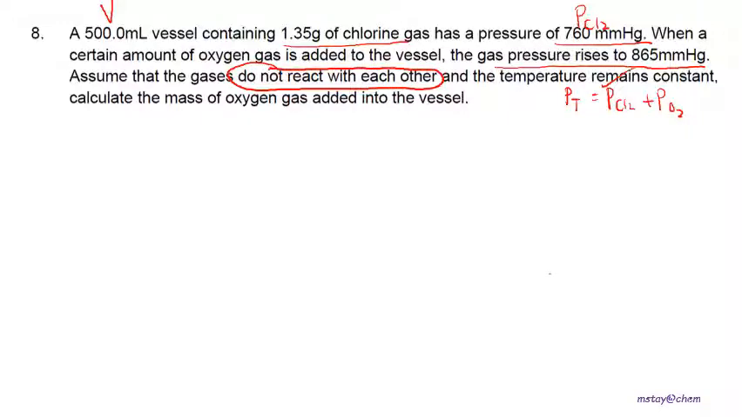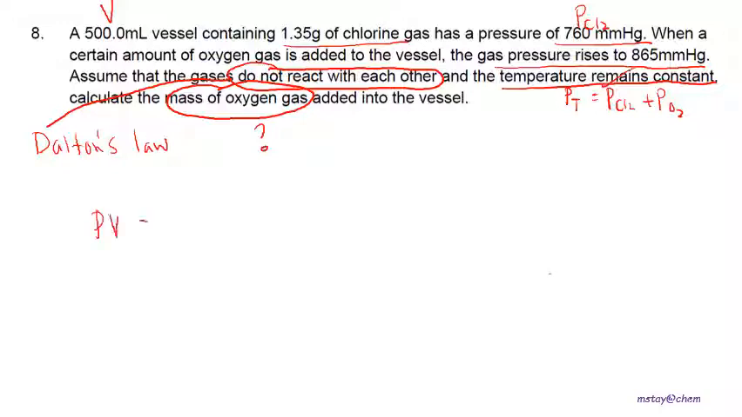So actually this question already gives us the hint that we are going to apply Dalton's law of partial pressure. And the temperature remains constant. Then we need to calculate the mass of oxygen gas. So maybe some of us will think that, okay, we have pressure, we have volume, and we need to find out the mass. Some of us may think we can use the formula PV equal to nRT. So let's check, can we use the PV equal to nRT ideal gas equation to solve, or do we have to use Dalton's law to solve this question?